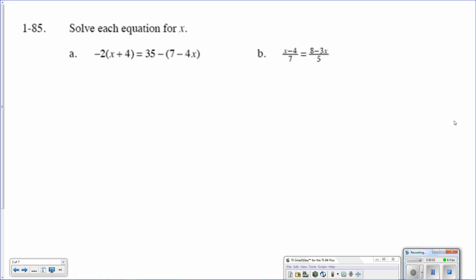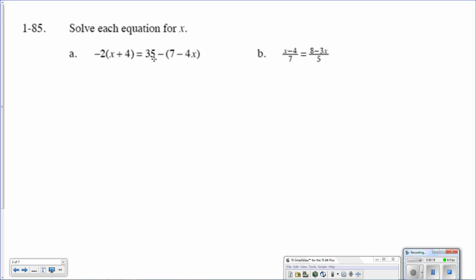Problem 1-85. Solve each equation for x. Letter A. -2 times the quantity of x plus 4 equals 35 minus the quantity of 7 minus 4x.